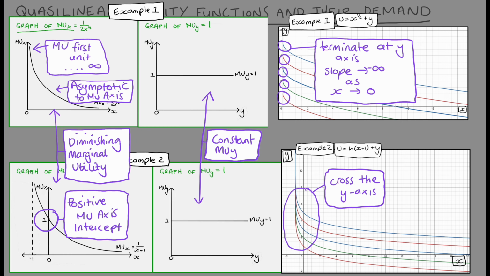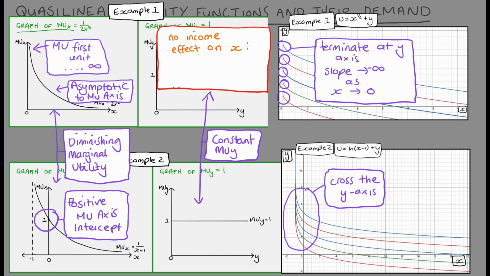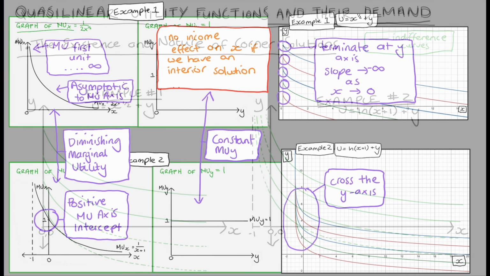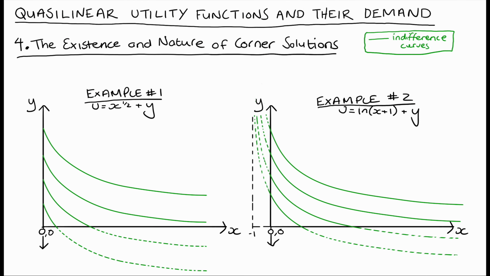Now, I also tried to be careful when I described that characteristic feature of interior solutions when we have quasi-linear utility, that there is no income effect on x. This is really true once we already have an interior solution, or we might say if we are already consuming positive amounts of each good. And this all brings us back to our topic for this video, which is our corner solutions.